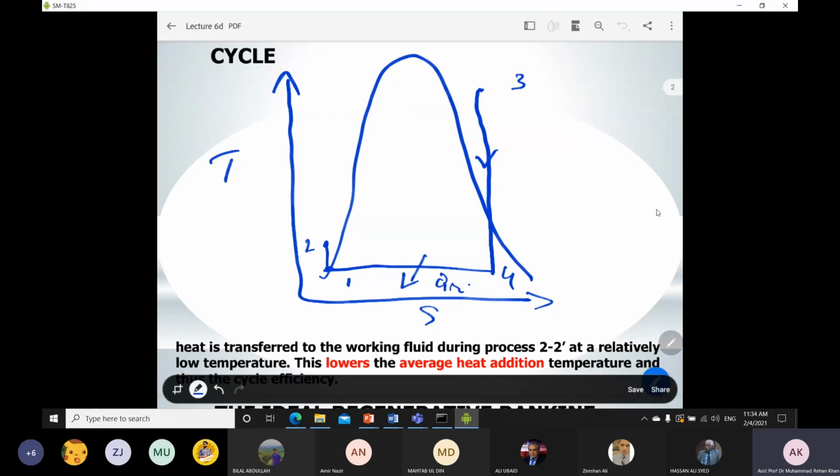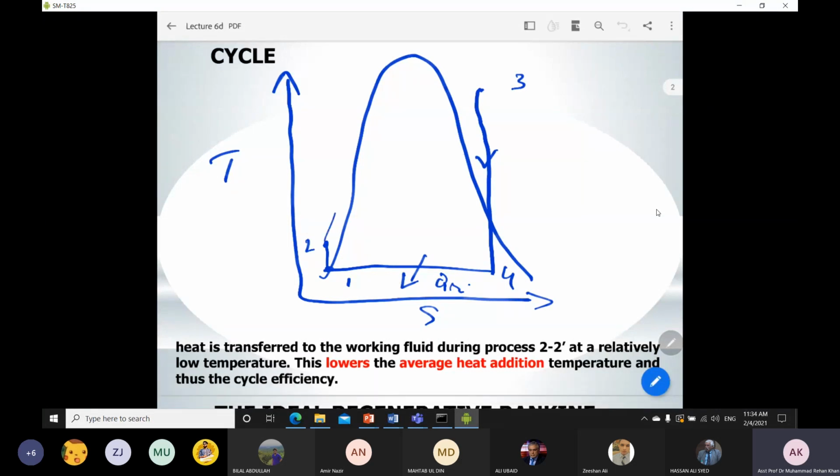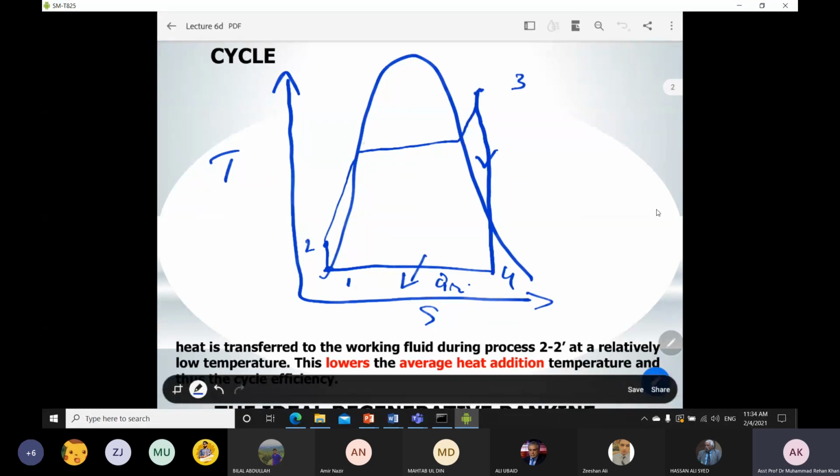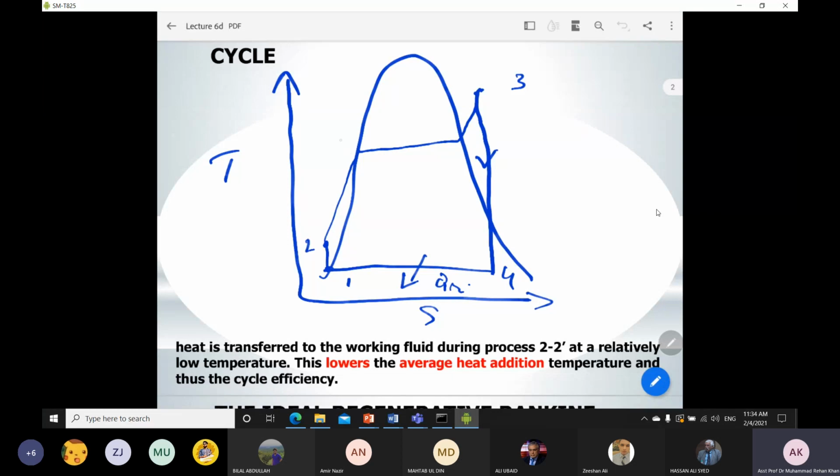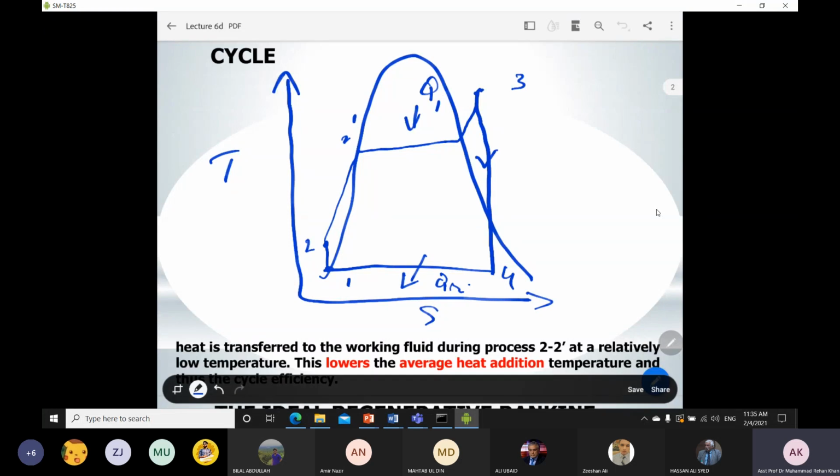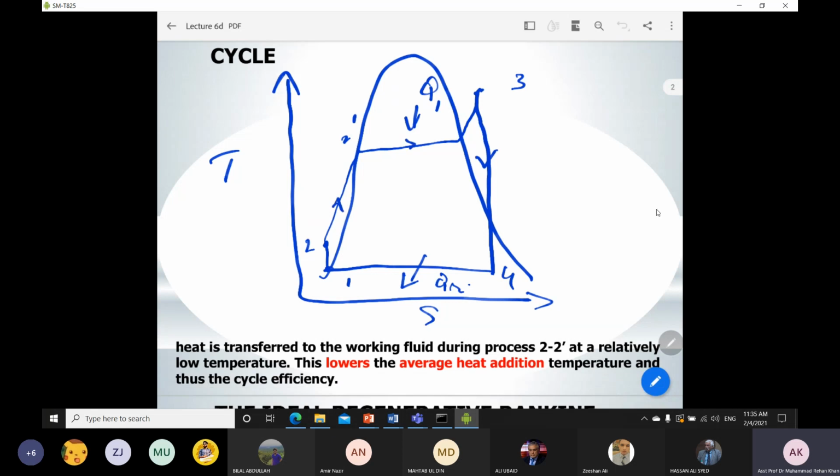Coming towards the heat addition process, heat addition is between 2 to 3, and it is at constant pressure. So we have to draw a constant pressure line like this. This 2 to 3 is considered as the heat addition process, Q in. Okay, so this is your Rankine cycle.